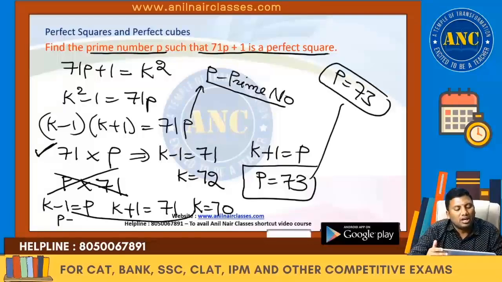Beautiful question, sir. The condition in the question is p is a prime number. 71p plus 1 is k square. K square minus 1 is 71p. K minus 1 into k plus 1 is 71p. P is a prime number, so it cannot be decomposed further. 71 into p or p into 71. K minus 1 is 71, k is 72. K plus 1 is p. K value 72 means 72 plus 1 is 73. Idea clear, right? The second case is not giving you p as a prime number. A good question based upon the definition of a prime number.